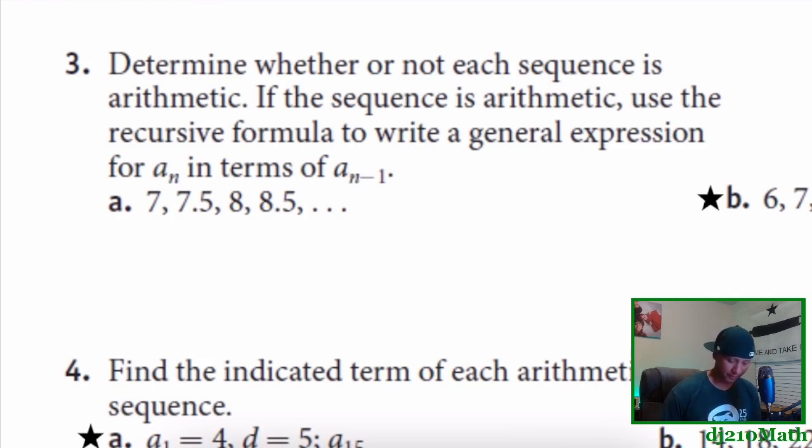Okay. Determine whether or not each sequence is arithmetic. So same thing. If the sequence is arithmetic, use a recursive formula to write a general expression for a sub n in terms of the previous term. So a sub n minus 1, right? This means previous term.